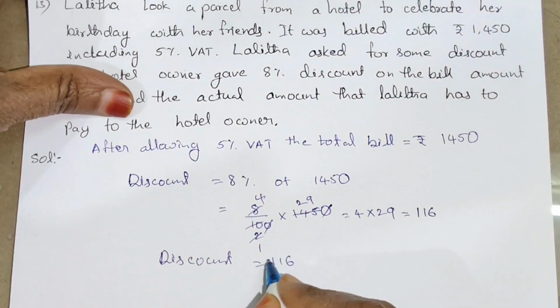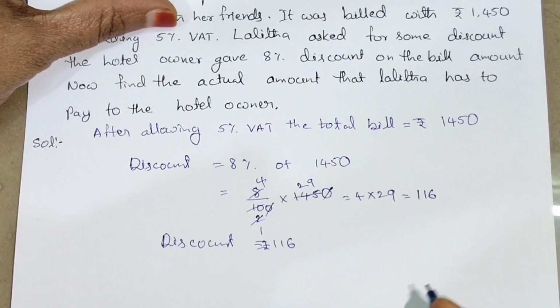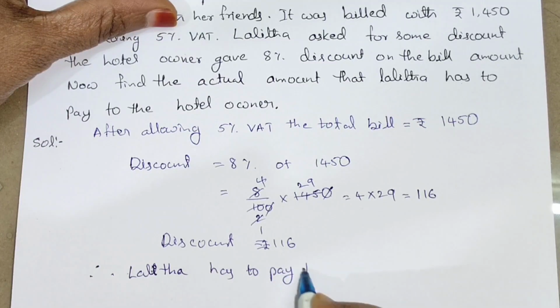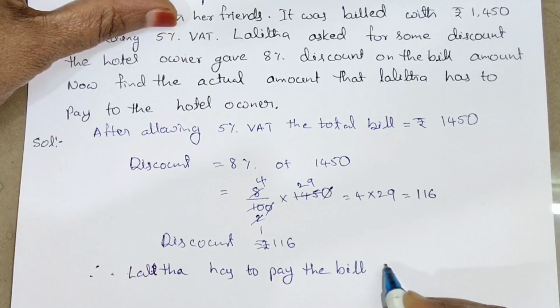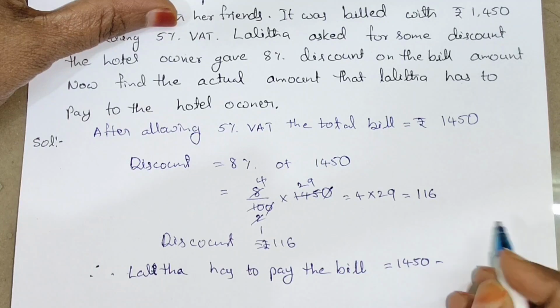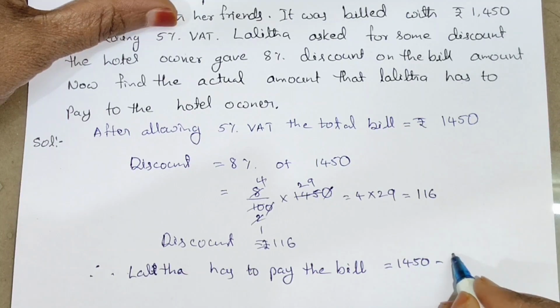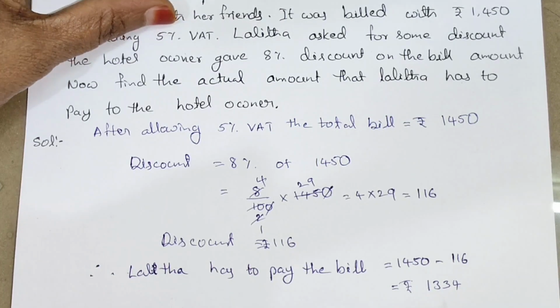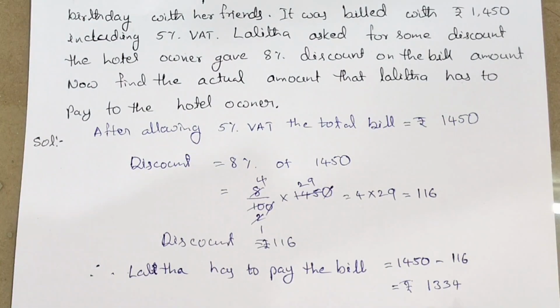So the discount is equal to 116 rupees. Now finally, Lalita has to pay the bill, which is 1450 minus the 8% discount amount 116, equal to 1334 rupees. So finally she paid 1334 rupees.